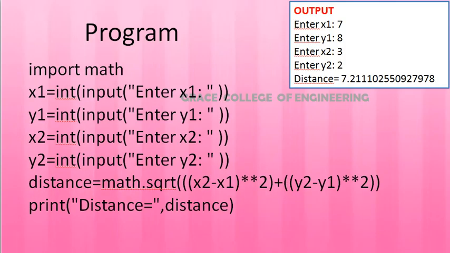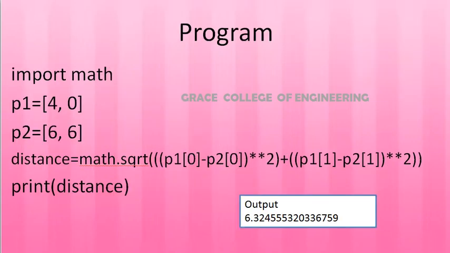Let's see one more program, the same concept, but the input is already initialized. In the previous program, we got the input from the user, but here directly it is initialized inside the program. So, import is a keyword, math module, P1 is equal to 4, 0. Then P2 is equal to 6, 6. The values of 2 points are taken.